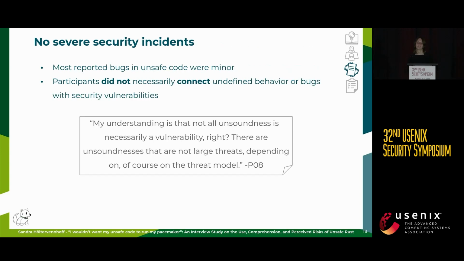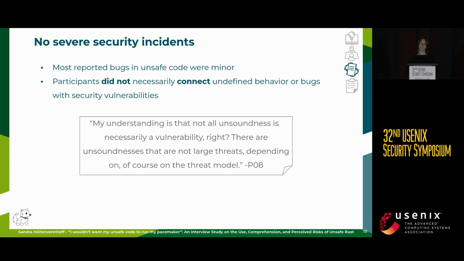Finally, and luckily, when we asked for incidents, our participants did not yet experience any severe incidents caused by unsafe code. However, some participants gave examples for security-relevant bugs that were only found post-release. Mostly, however, these bugs were described as minor or non-exploitable. Then again, some participants reported unsafe bugs to be very subtle. And critically, several of our participants that reported undefined behavior or bugs in the code did not necessarily connect them with vulnerabilities at all, and this even included bugs that led to a local denial of service.